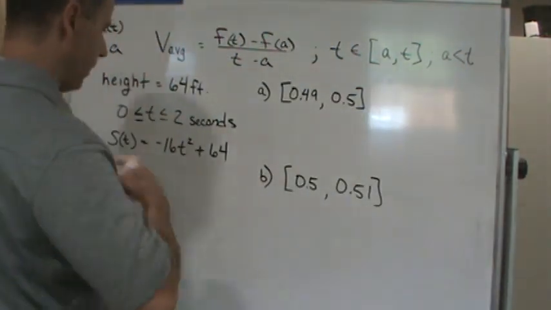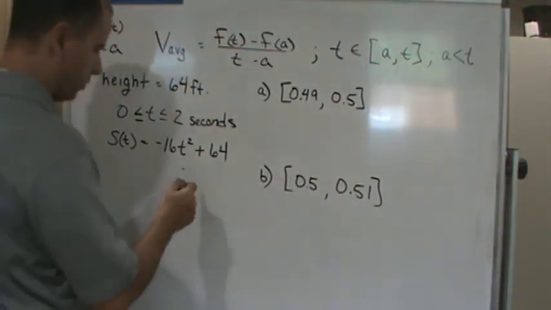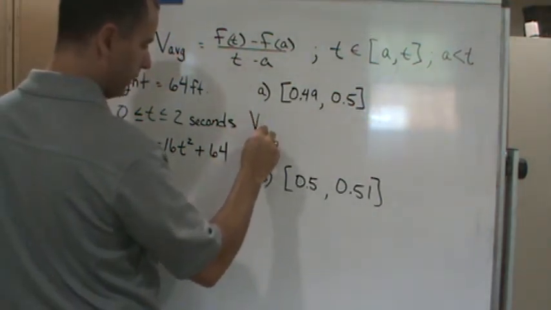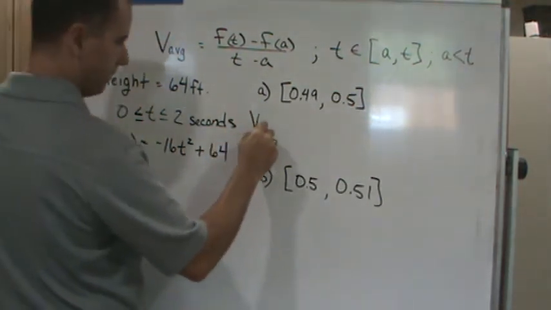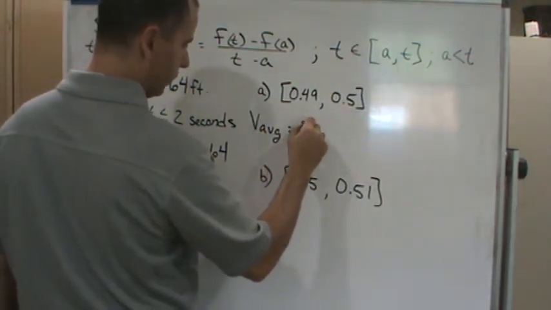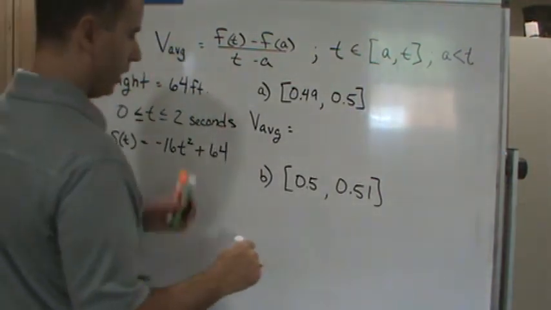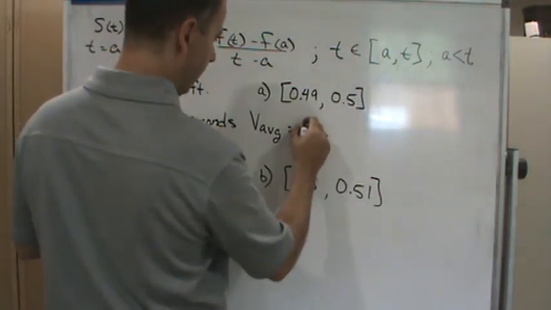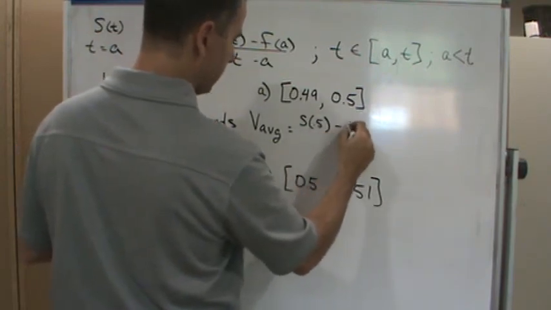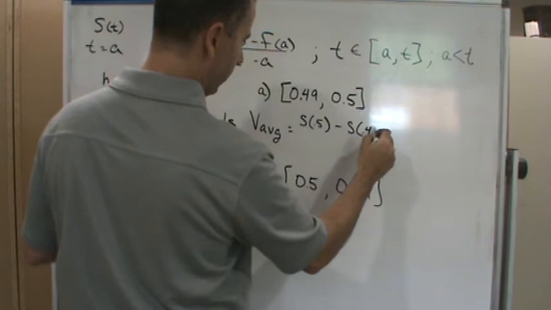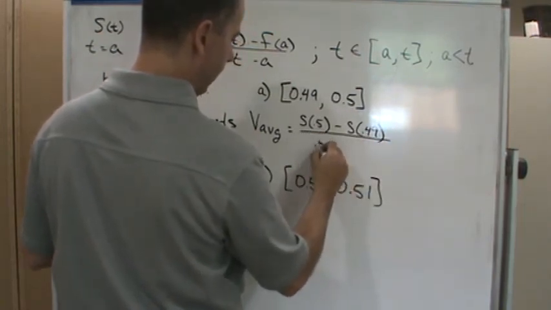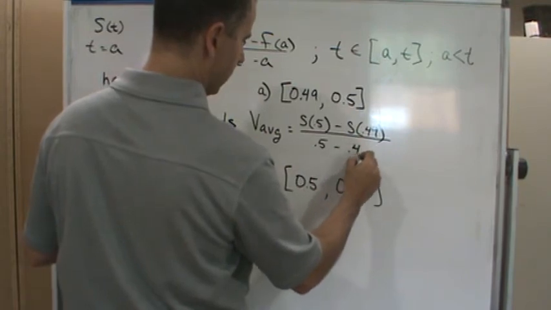So let's do that. Again, we're going to use the formula. Average velocity, again, is change in position over time. So the average velocity equals s of 0.5 minus s of 0.49, divided by 0.5 minus 0.49.